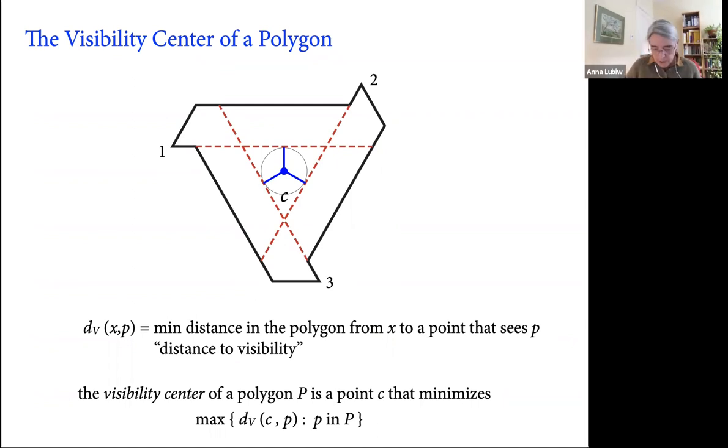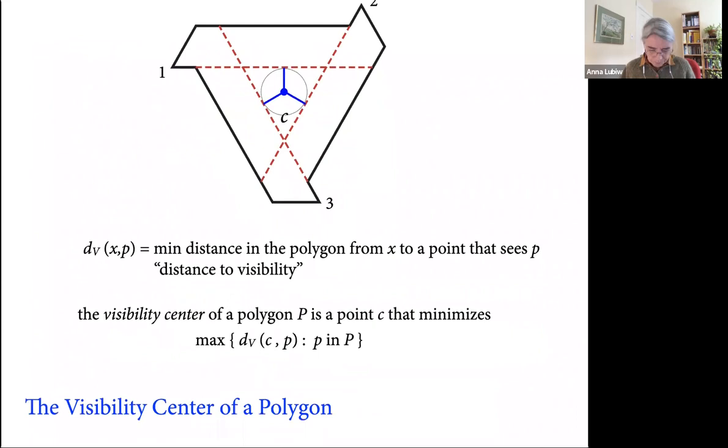And then the visibility center of a polygon is a point C that minimizes the maximum you would ever have to travel from C to see some point in the polygon. So please feel free to ask questions along the way.